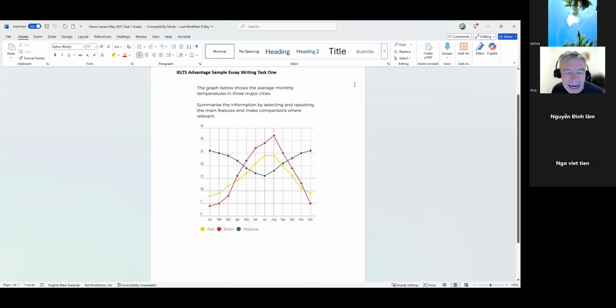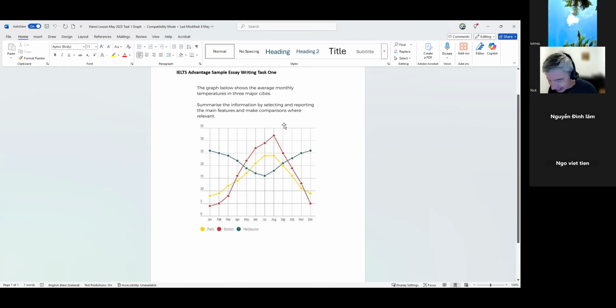When does Melbourne have its lowest temperature? In July. Okay. So you can see here that Melbourne and Boston are opposites. So that is another feature. There are three main features of this graph that I can see. And remember, you are only looking at 2 to 3 main features.